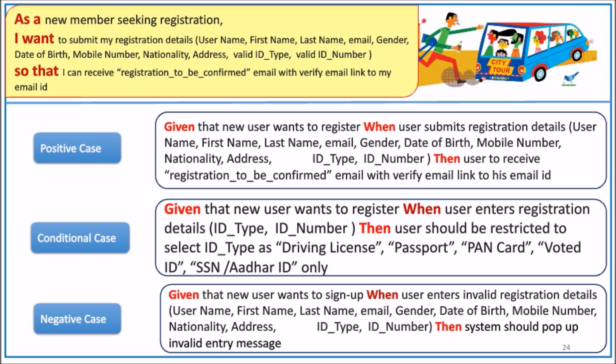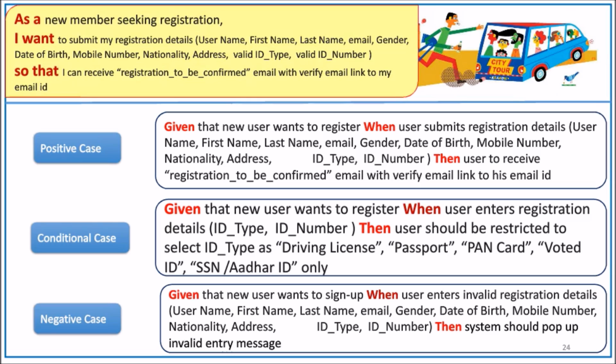So as soon as I submit all the necessary details, those necessary means I have documented here, then I want to receive the verify email link, so that I can get successfully registered next. So the first thing is I should get an email. So let's see how the use case looks here.